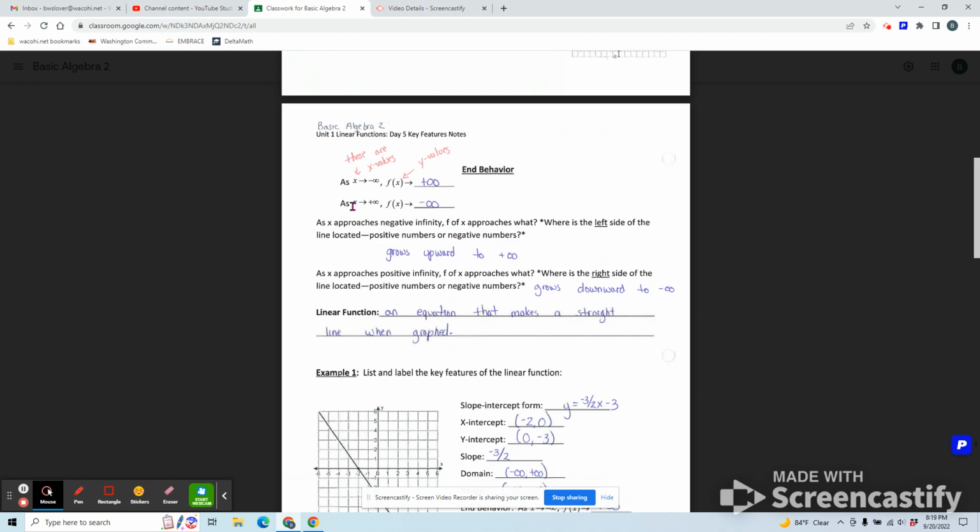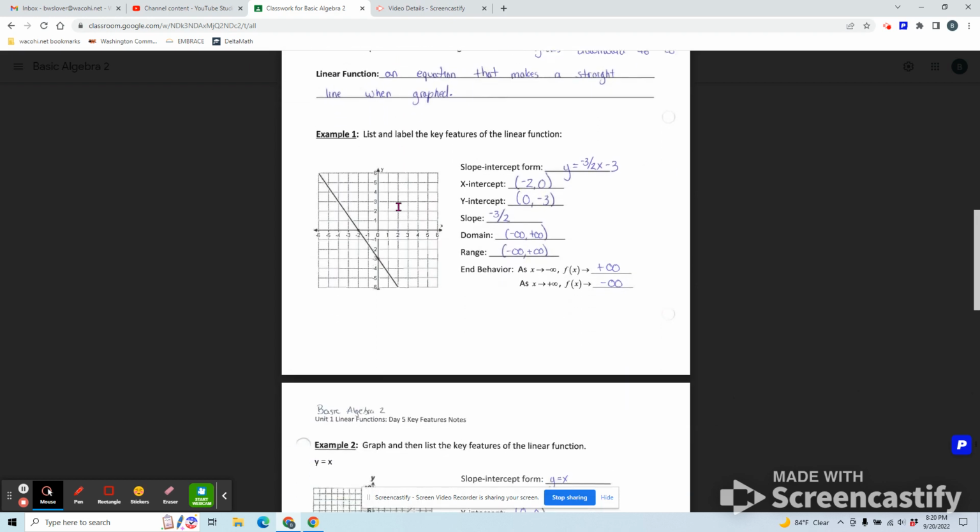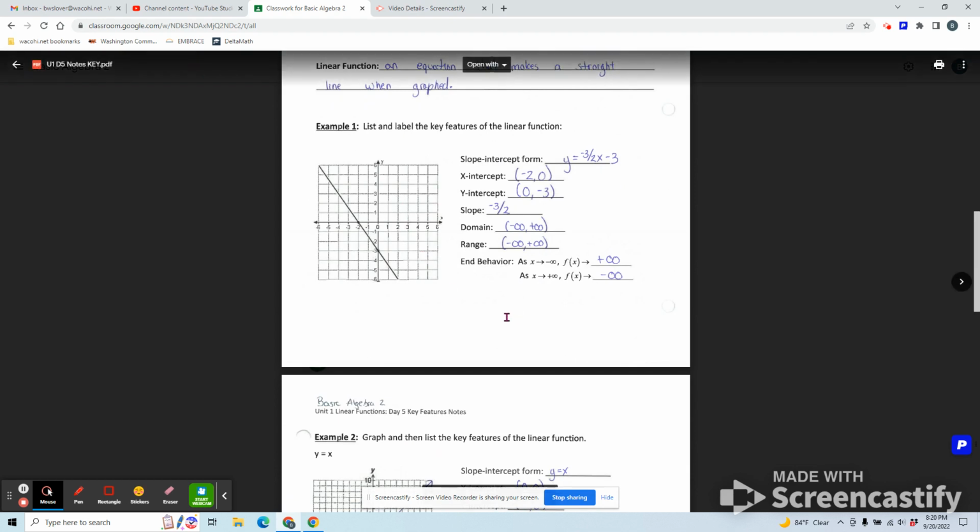So this one is the same thing. This is saying as x approaches positive infinity, so as my x values approach positive infinity, what do my y values look like? And that's what it's asking. So let's see this in action.